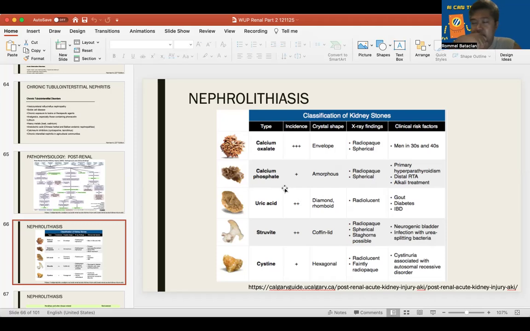So among these patients, especially with the tophi already, you might suspect the patient would have symptoms referable to a kidney stone. Uric acid might be the primary type of kidney stone for that individual. Struvite is associated with the urea-splitting bacteria, and I mentioned the coffin lid crystal in urinalysis. And finally, the cysteine, which is the hexagonal type of crystal that you can see in the urinalysis as well.